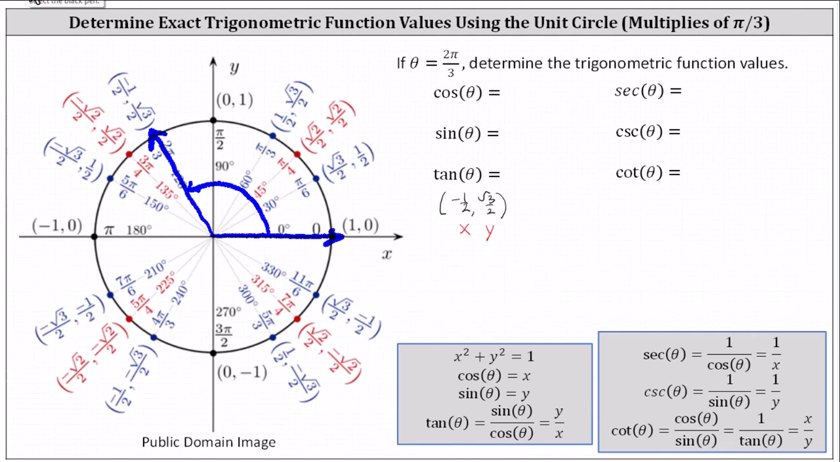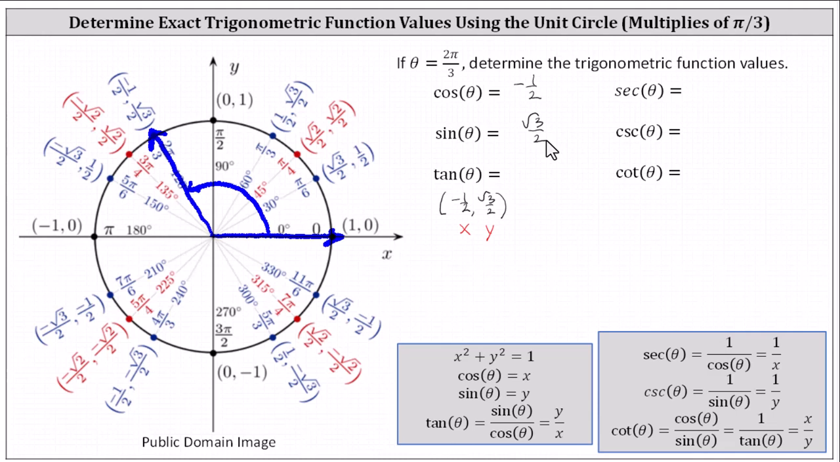On the unit circle, cosine theta equals x and sine theta equals y, which indicates cosine 2 pi divided by 3 radians equals -1/2, and sine 2 pi divided by 3 radians equals square root 3 divided by 2.